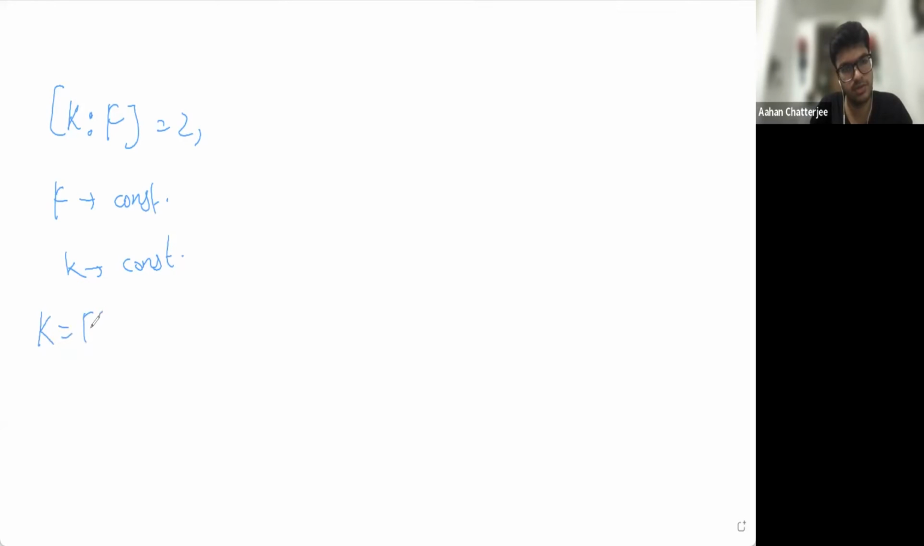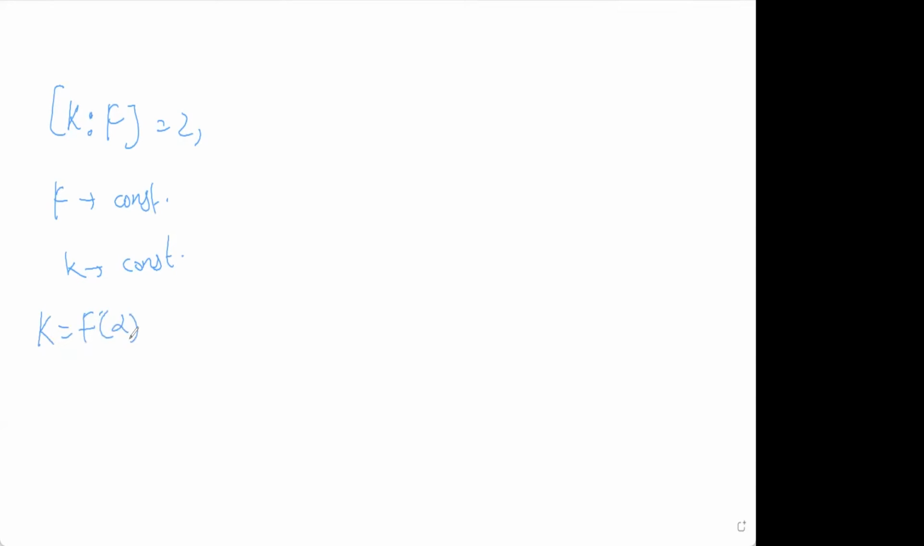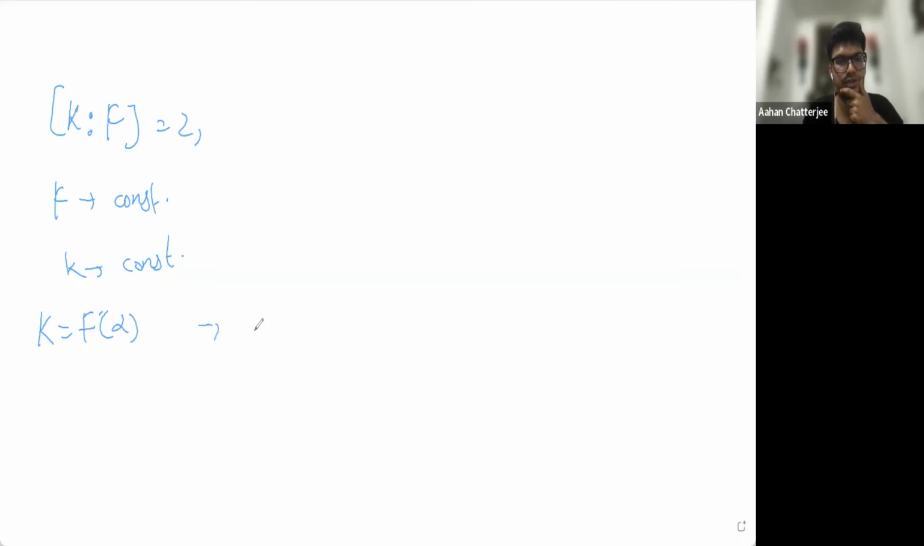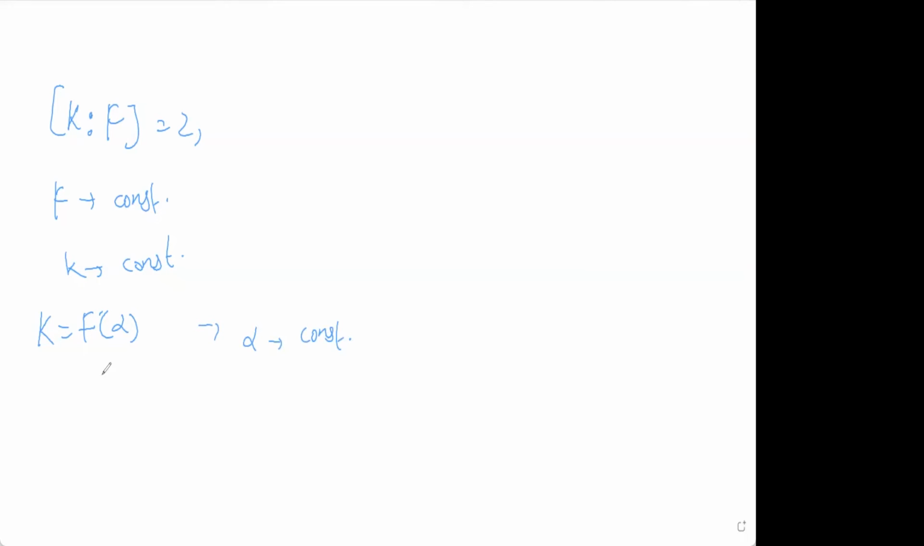Let's make a new slide. Okay, so my claim is, if the degree of K over F equals 2, and F is constructible, then K is constructible. So the proof of this is, first, is this part clear? Why this is true? Yes. K is equal to F(alpha). Now, if we can show that alpha is constructible, we'll be done, right? Yes.